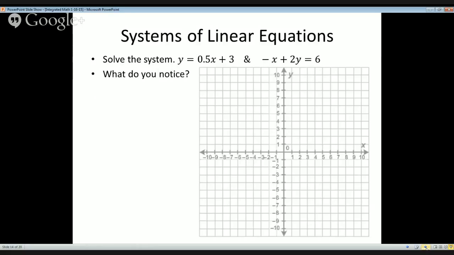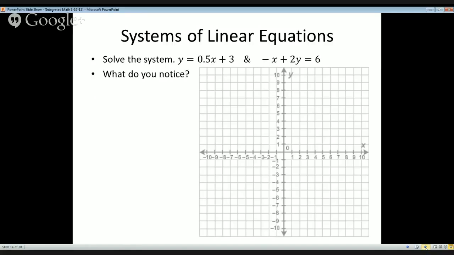So again, you actually should have noticed that these two lines end up right on top of each other. They are exactly the same line. So in this case, our system of equations has multiple solutions because any point you pick for x has the exact same y value no matter where you are. So this is a little different situation.